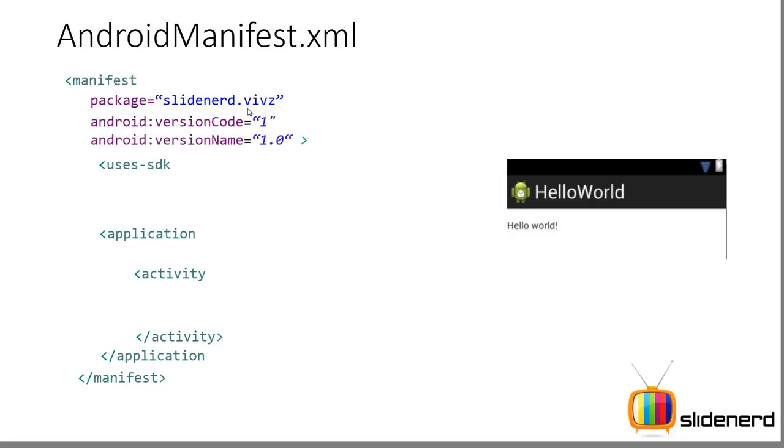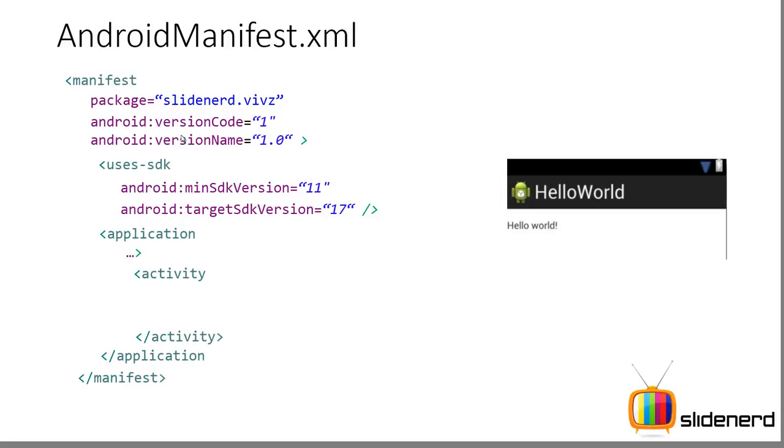This version is for your app 1.0, numeric and string representation of the same thing. Uses SDK: as I said, I want to develop my app for a minimum Honeycomb platform. That is, I have said minimum SDK version is 11. Target SDK version is 17. I'm saying that even though my minimum is Honeycomb, I'm actually making my app for Jelly Bean. That's the target SDK version.